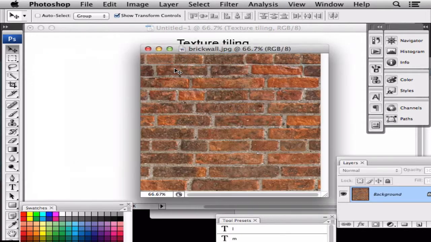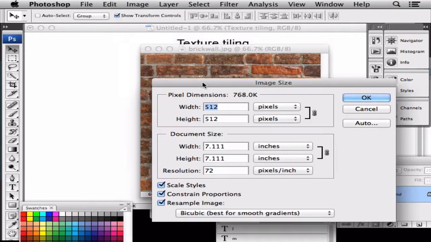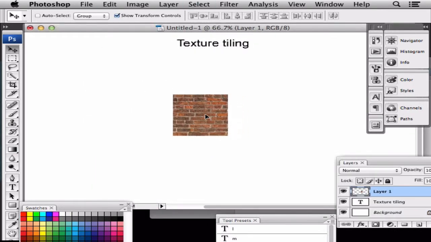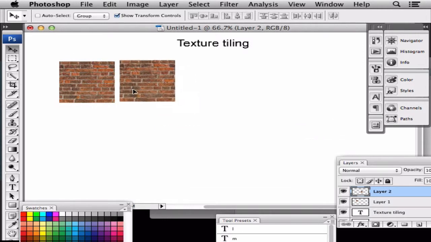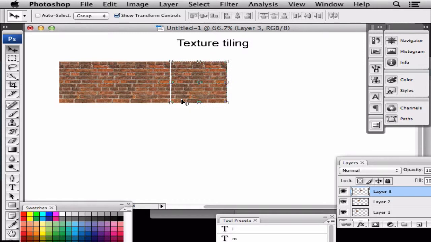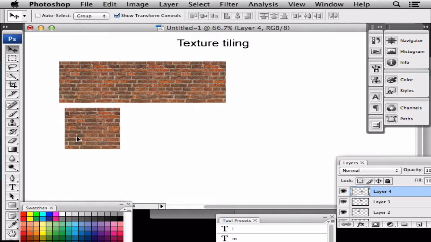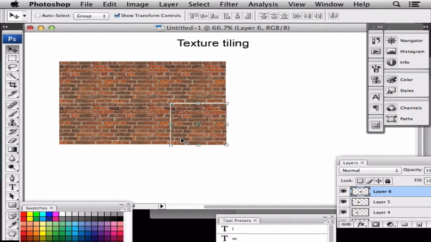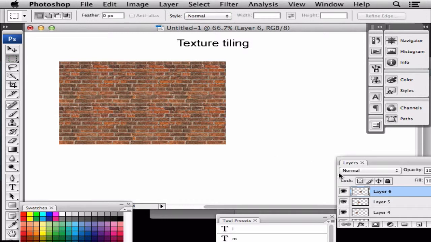I'm just going to resize it so it's maybe like this. So we can do like this. And we should get a seamless wall. Yeah! Hooray! It's almost magic, isn't it?